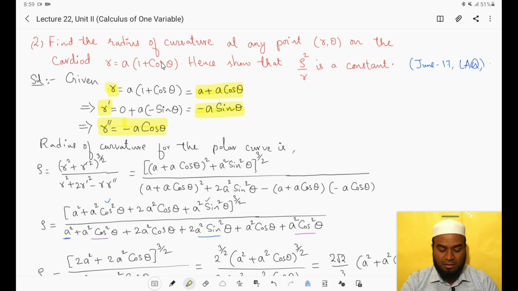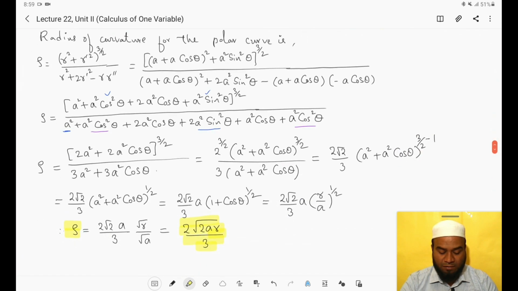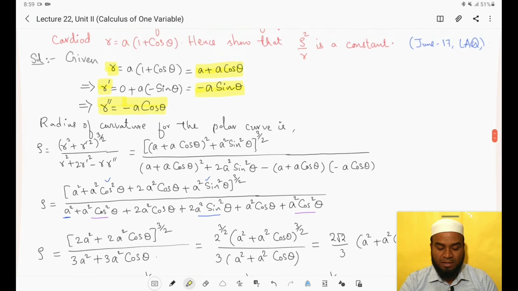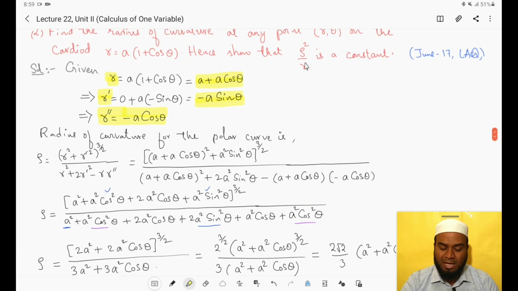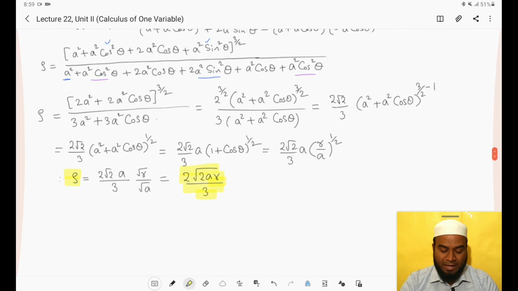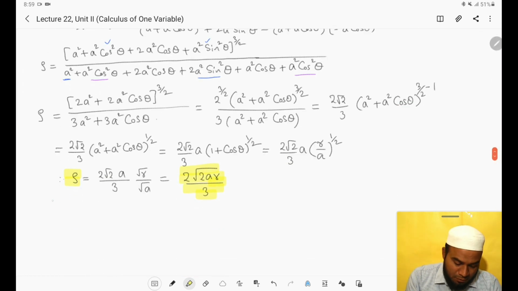We got the radius of curvature to be rho equals 2 into square root of 2ar by 3. Further, we have to show that rho square by r is a constant. We got the value of rho. We have to show that rho square by r is a constant. Let us square that. So squaring on both sides of this.